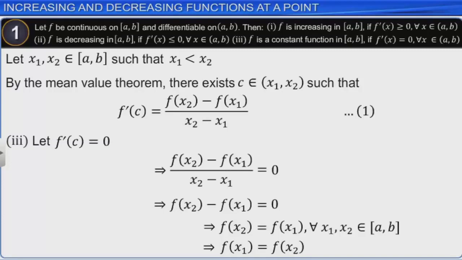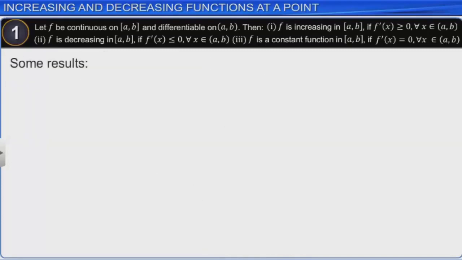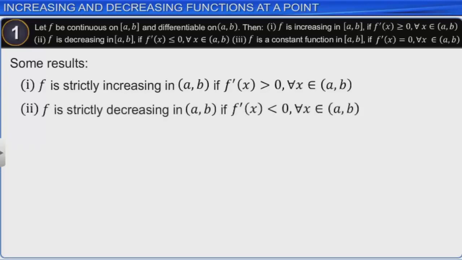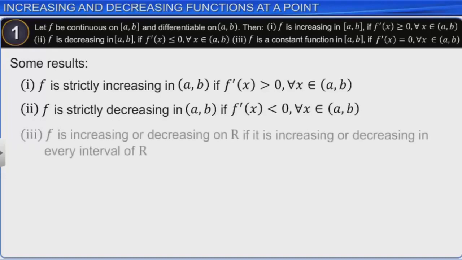This theorem leads us to some important results. Let's take a look at them. A function f is said to be strictly increasing in an open interval a, b if its derivative is greater than 0 in that interval. A function f is said to be strictly decreasing in an open interval a, b if its derivative is less than 0 in that interval. A function f is increasing or decreasing on R if it is increasing or decreasing in every interval of R.